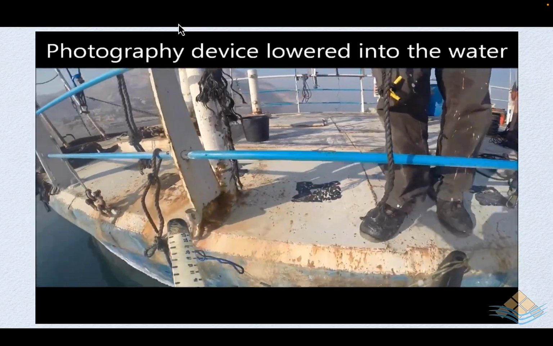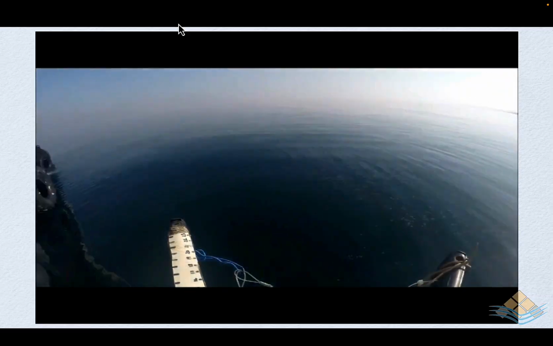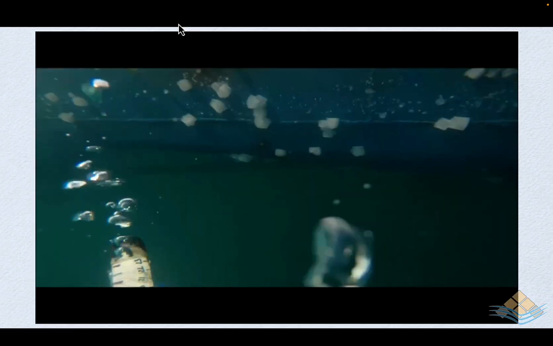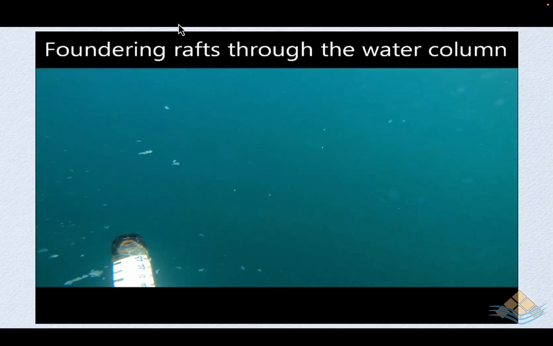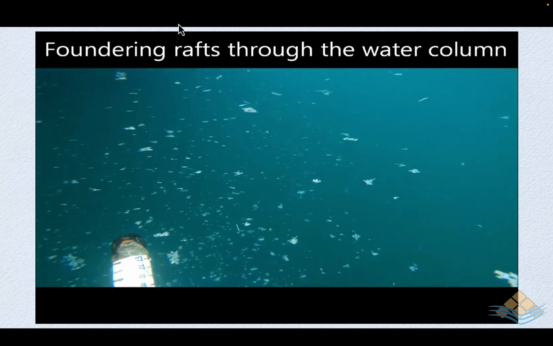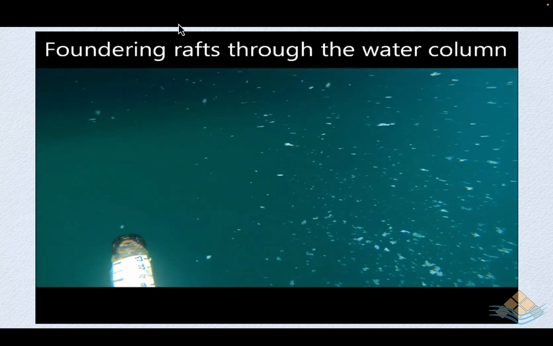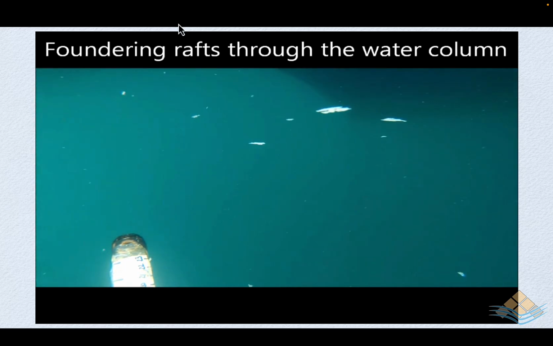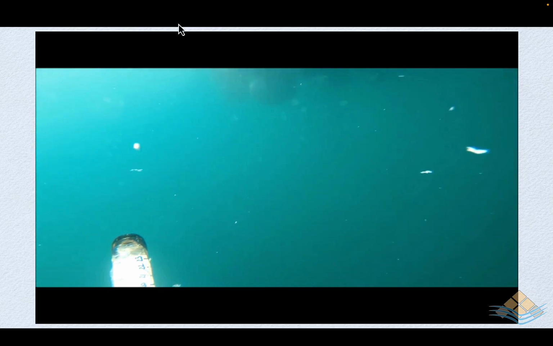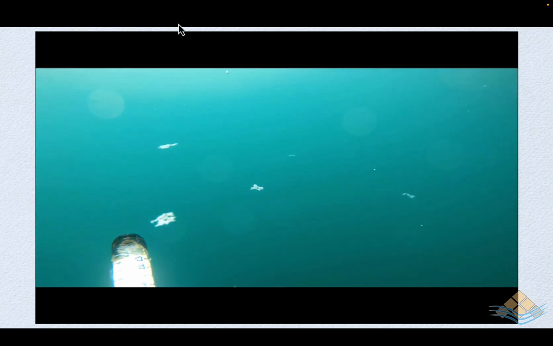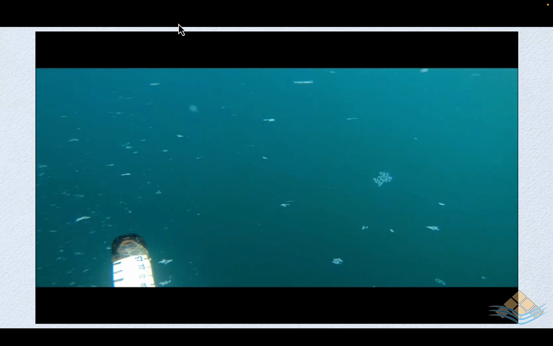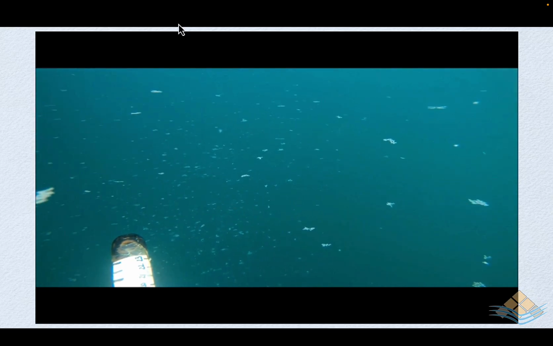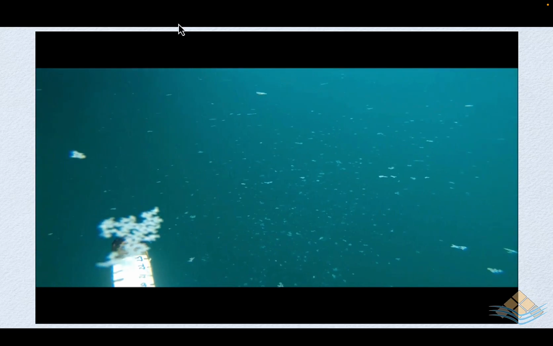So let's look at what happens as we lower our camera now into that brine column, descending down into the deep water in the Dead Sea. Here we can see rafts floating in the upper part of the column and slowly sinking into the bottom, so they're foundering through the water column. Those rafts will then accumulate, of course, on the floor of the Dead Sea, providing there is supersaturated conditions on the floor of that Dead Sea brine column.